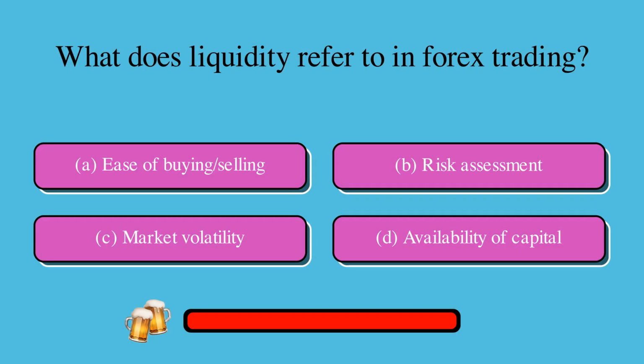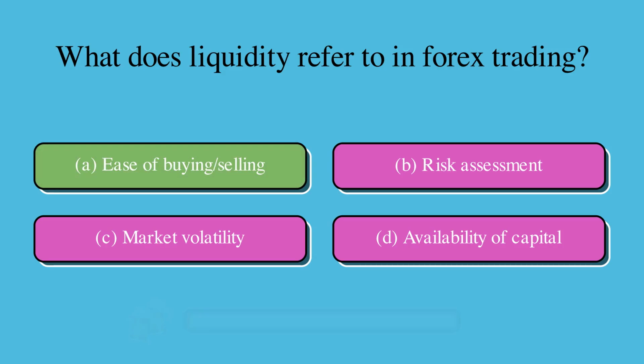What does liquidity refer to in Forex trading? Is it A, ease of buying, selling, B, risk assessment, C, market volatility, or D, availability of capital? The correct answer is A, ease of buying, selling.